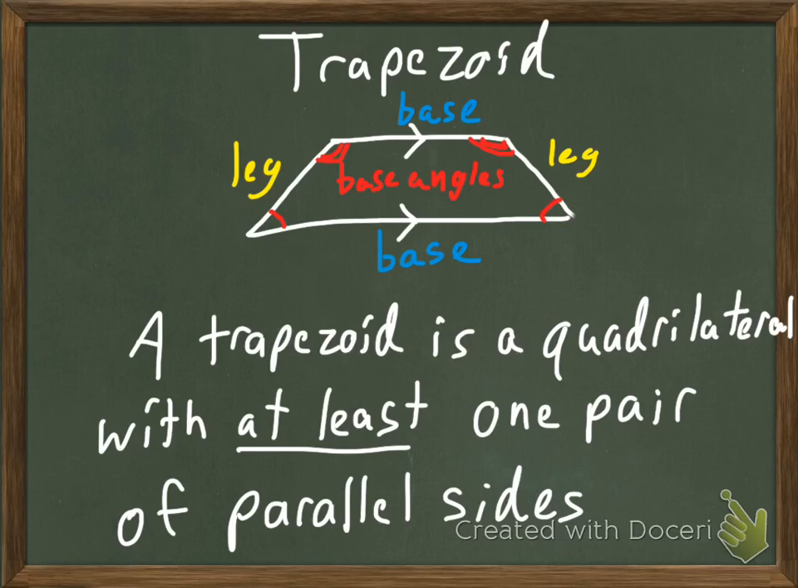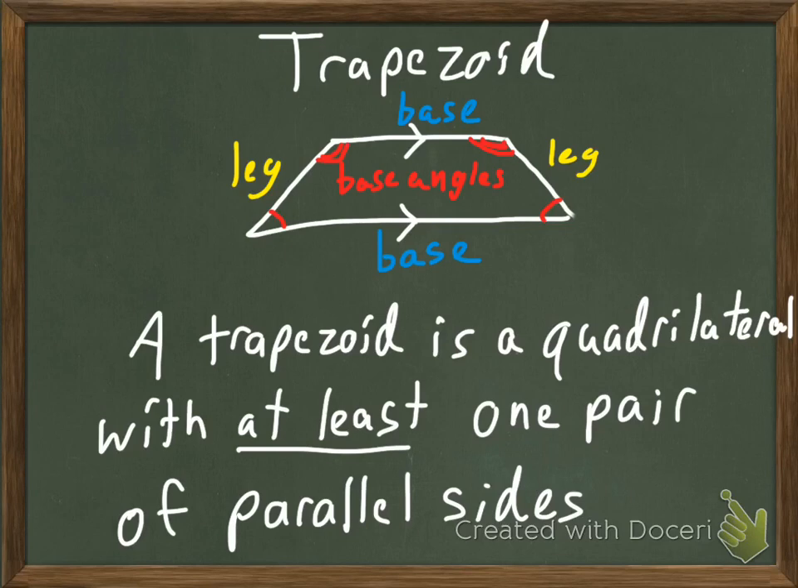Now what type of implication does that make for our other quadrilaterals we've talked about in previous lessons? The parallelogram, the rectangle, the rhombus, and the square. That means that they are all trapezoids.